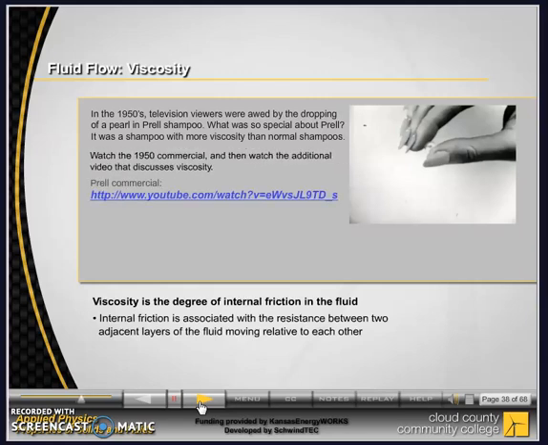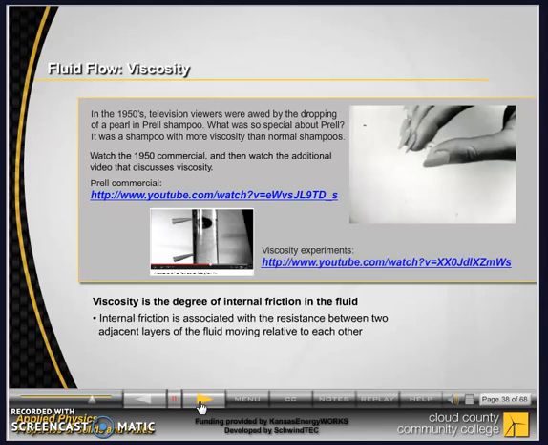Watch the 1950s commercial and then watch the additional video that discusses viscosity. This is one where a college physics class did some experiments with dropping an object in 3 different fluids. The results are shown.